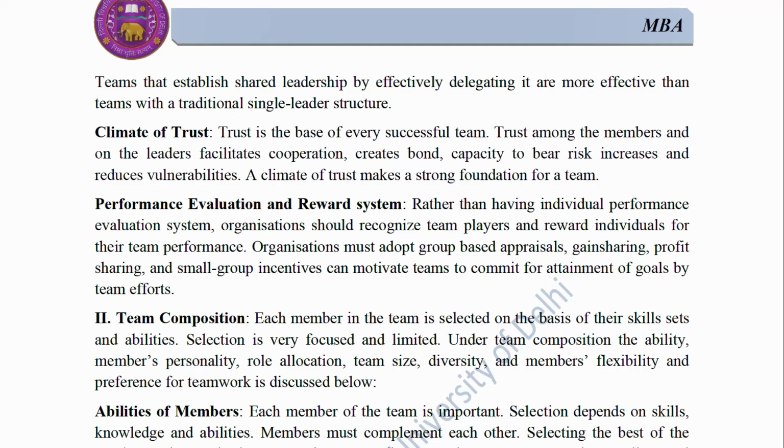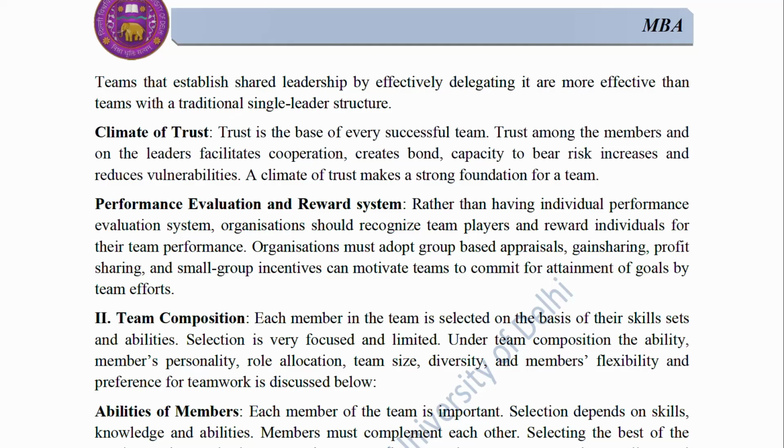Climate of trust. Trust is the base of every successful team. Trust among the members and in the leader facilitates cooperation, creates bonds, increases the capacity to bear risk, and reduces vulnerabilities. A climate of trust makes a strong foundation for a team.